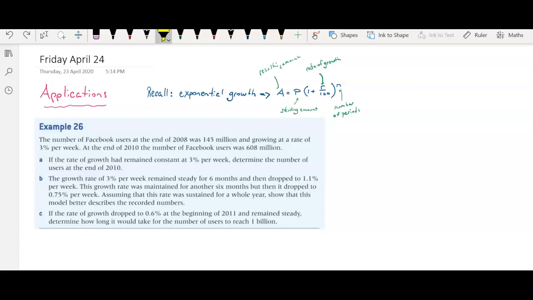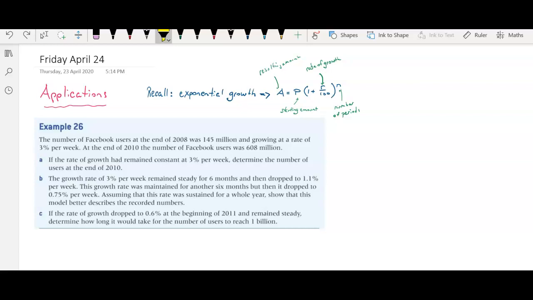Now, r represents the rate of growth as a percentage. So if it's 20%, r is 20. This would read 1.2. N's the number of compounding periods. Might be yearly, might be monthly, might be daily, might be minutely. So this is our model for exponential growth.